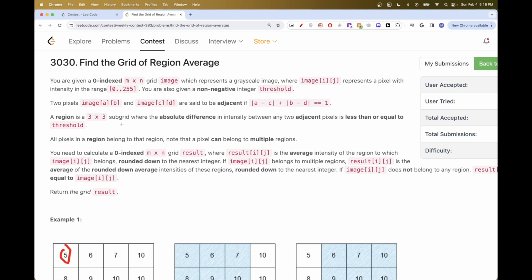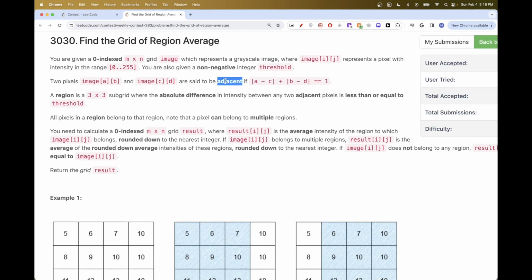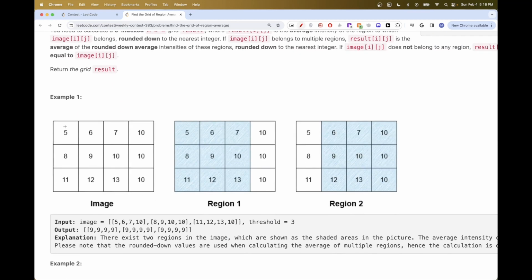And then you also have the concept that two cells, or two pixels, are called adjacent only if the sum of the difference between their x and y coordinates is equal to 1. So basically what that means is that this one and this one are adjacent, because the difference between the y's is 0, but the difference between the x's is 1, so the sum is 1. Same thing here, the difference between the x's is 1, but between the y's is 0, and here the difference between the y's is 1, but the difference between the x's is 0, so the total is 1.